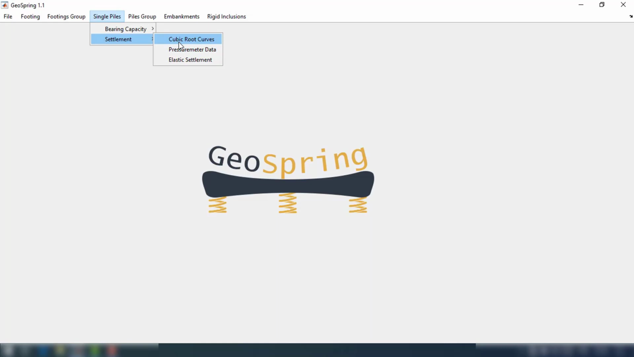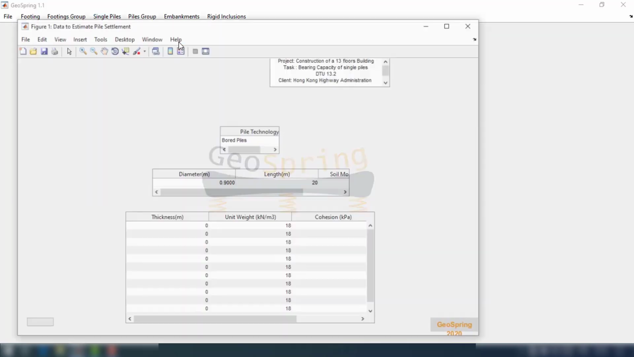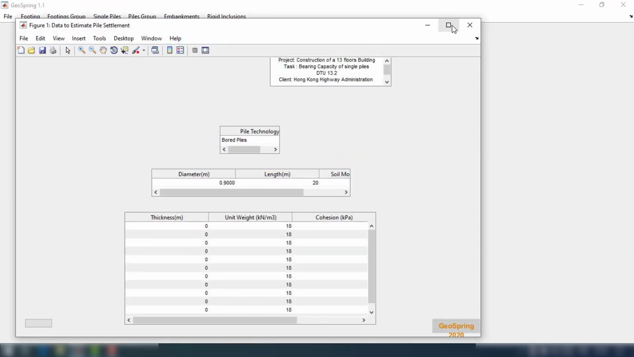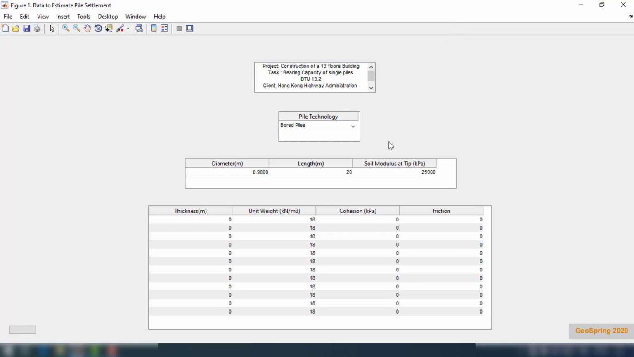Okay, so the settlement by means of cubic root curves. Cubic root curves are load transfer curves which engineers use to estimate the load settlement curve of a single pile, based on cohesion and friction angles. So the load transfer method is commonly used in practice to estimate the settlement of single piles.